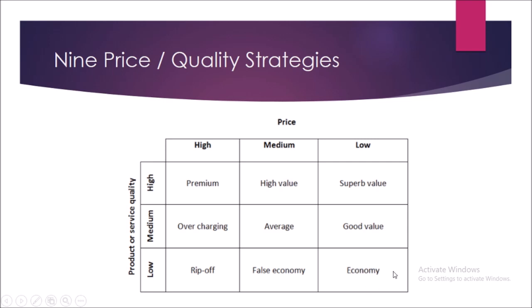Economy. When the price is low but the product quality is medium, that is called good value. It's a good deal, right? Good value pricing. And when the price is low but the product quality is high, that gives a superb value to the consumer, so it is known as superb value pricing. So these are the 9 price and 9 quality strategies, as you can see.